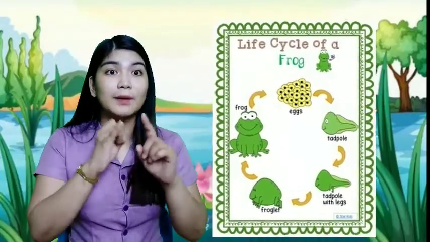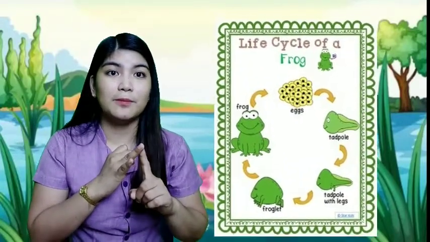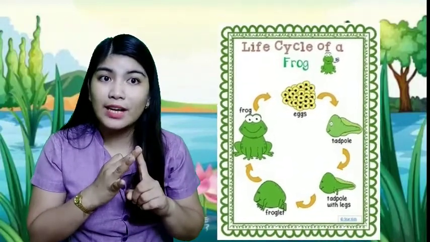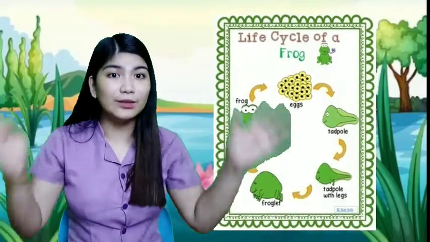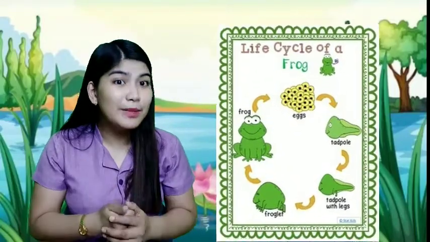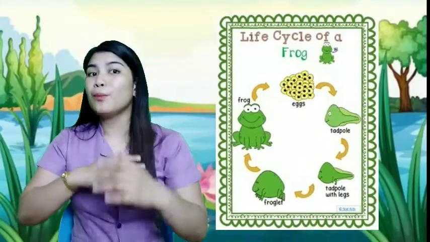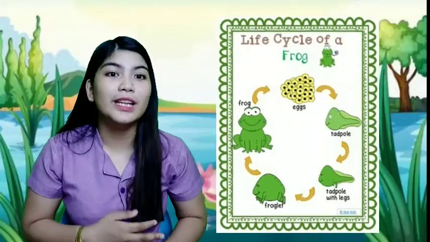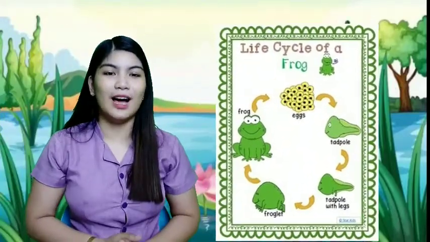First, a frog begins as an egg. Second, it becomes a tadpole. Third, it becomes a froglet. Fourth, it will become an adult frog. Then the female frog will lay the eggs again and the whole process begins again and again and again. So that is the life cycle of a frog.